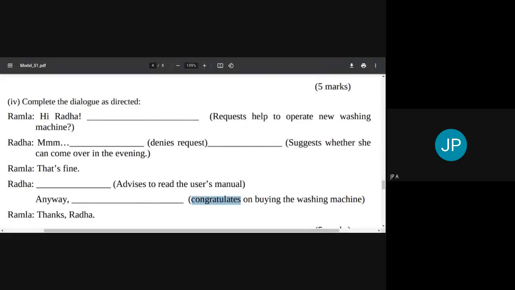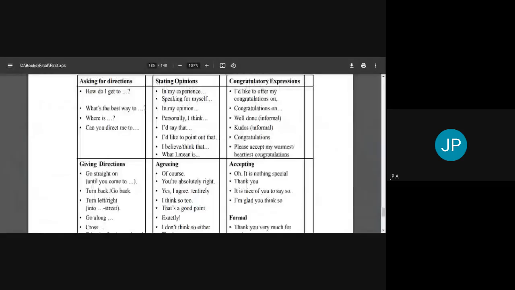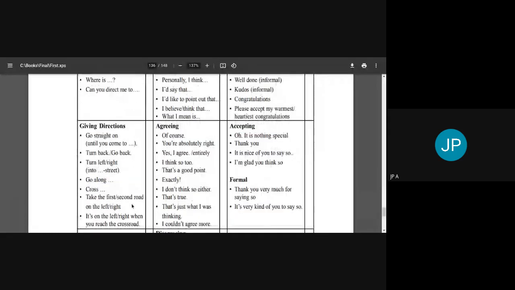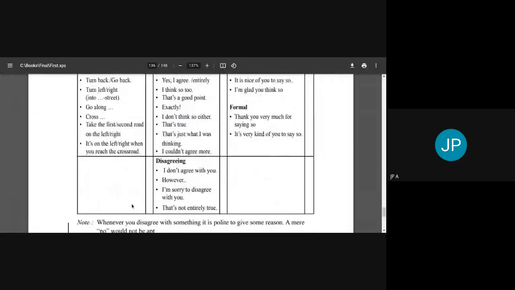Okay, so we will go back to the text and look at the different structures which we actually went through earlier. Asking for directions is what we saw, and giving directions is below that. Okay, so it can be given in different ways. Okay, then we have stating opinions.